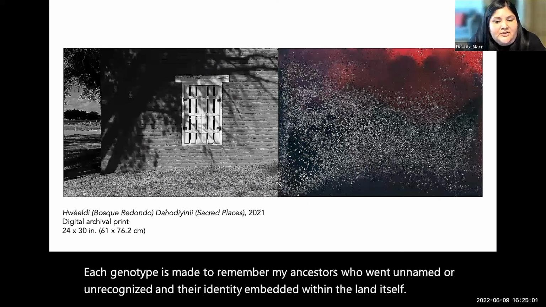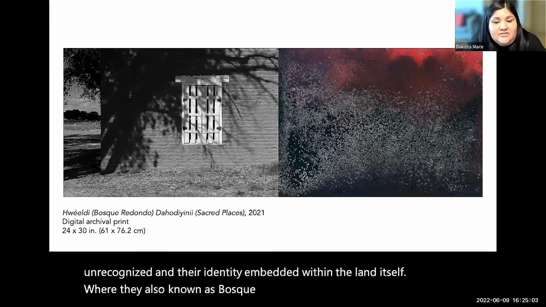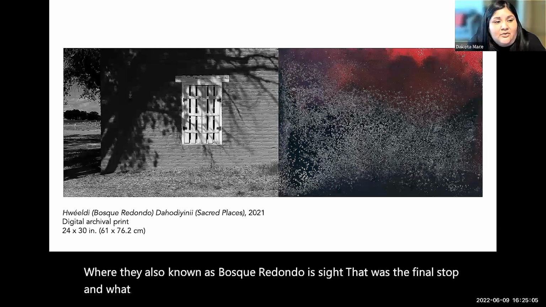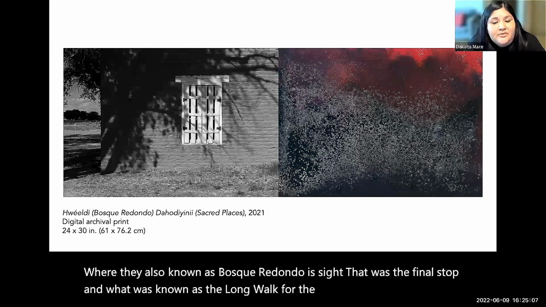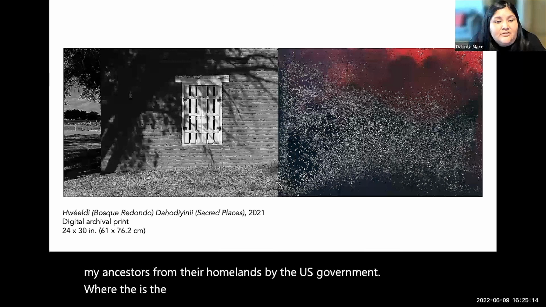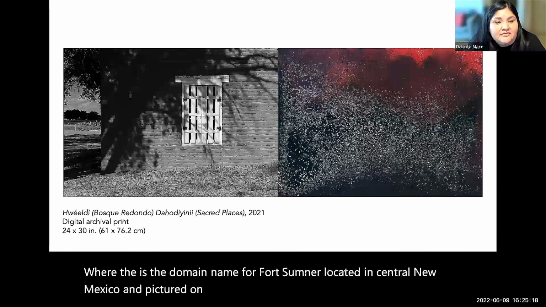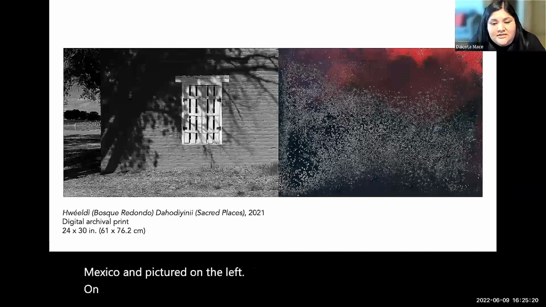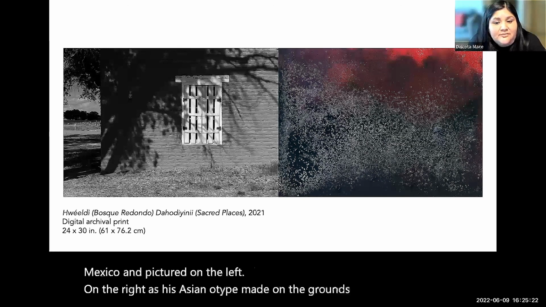Huedi, also known as Bosque Redondo, is a site that was the final stop in what was known as the Long Walk for the Diné, a painful removal of my ancestors from their homelands by the US government. Huedi is the Diné name for Fort Sumner, located in central New Mexico and pictured on the left. On the right is a cyanotype made on the grounds of Fort Sumner.